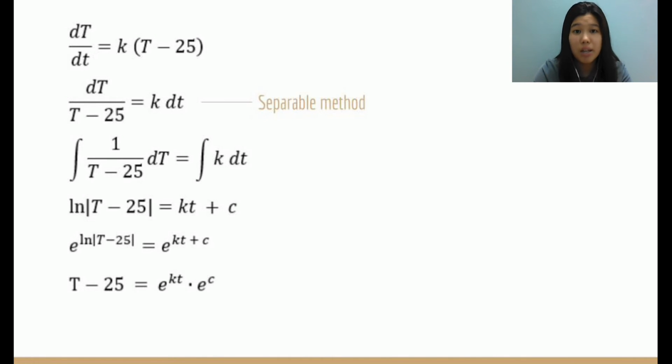Next, we integrate both sides of the equation. We will get ln|T - 25| = Kt + C. To get rid of the log, we take the exponential of both sides. Then we will get T - 25 = e^(Kt) times e^C. By replacing e^C with M, we will get the general equation T = 25 + M e^(Kt).